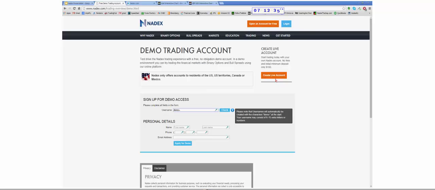And the minute you do that, it also extends your demo indefinitely. So you can still be practicing strategies in your demo account with your $25,000. And as you become successful in demo mode, then you can start applying some concepts to your live trading account.